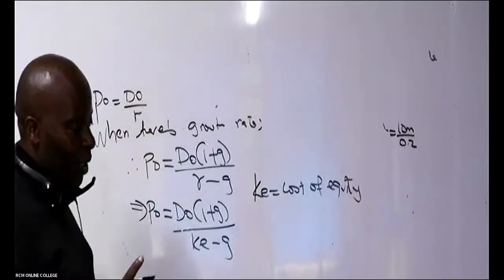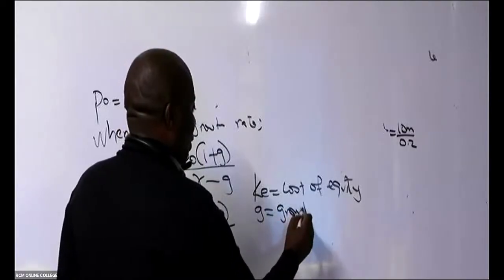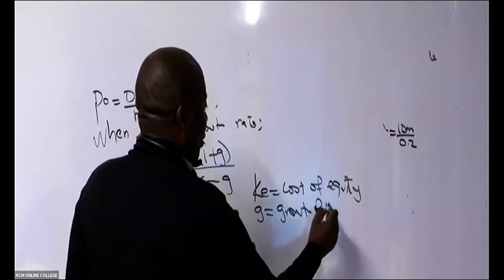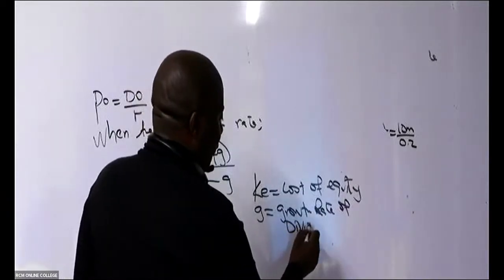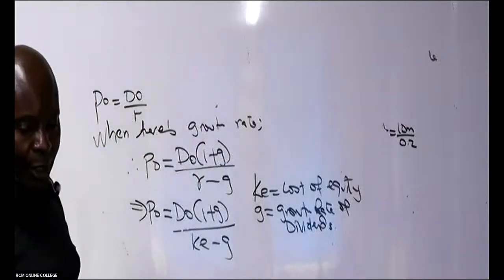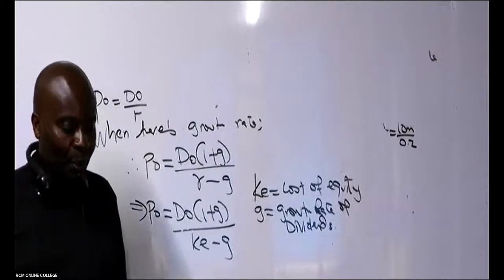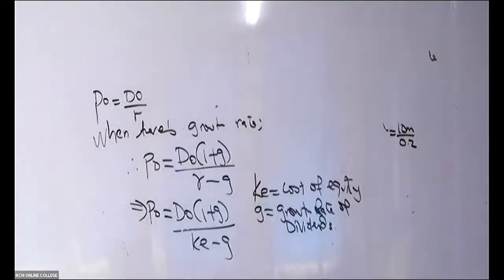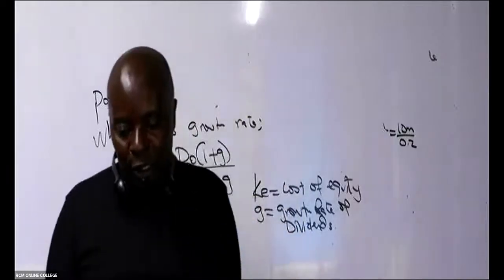And then we have G. G is the growth rate of dividends. Growth rate of dividends. Is that okay, ladies and gentlemen? Have you been able to pick some great concept here?